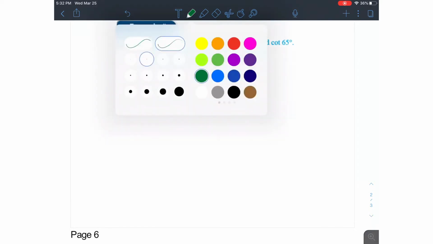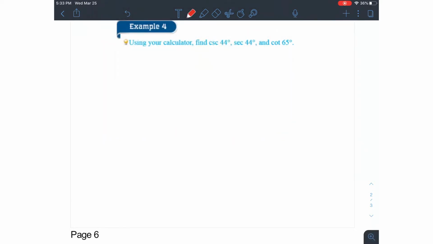In that case, what we're going to have to do is we just need to remember what these are equal to. Well, cosecant of 44 is the same thing as 1 over sine of 44. So in your calculator, that's what you're going to type in. And when you do 1 divided by sine of 44 in your calculator, you should get 1.4396.